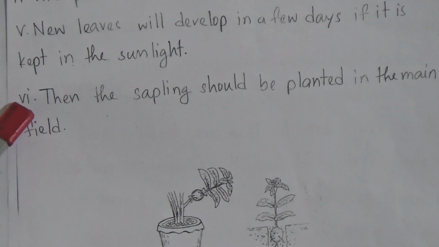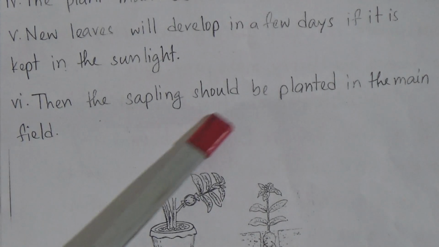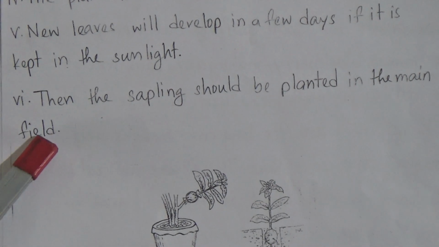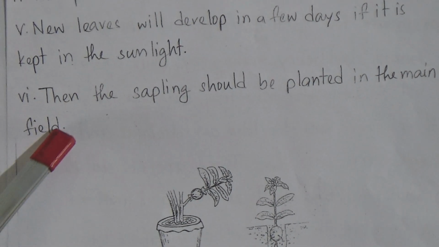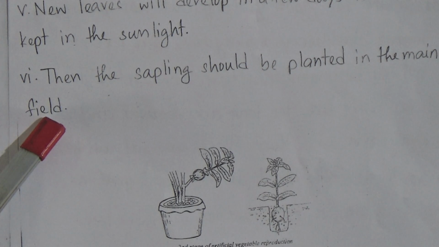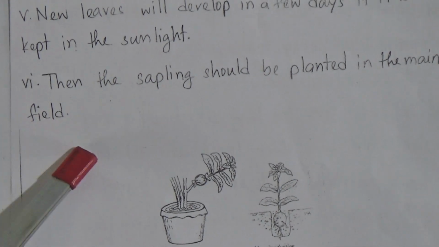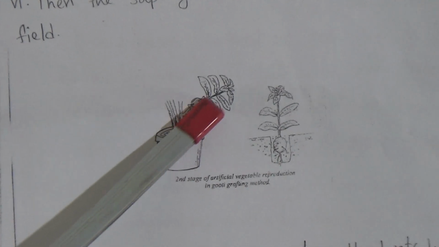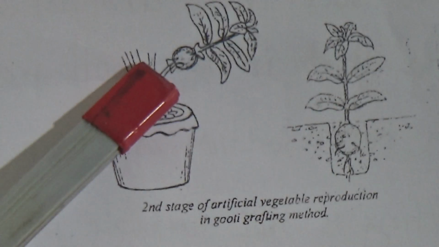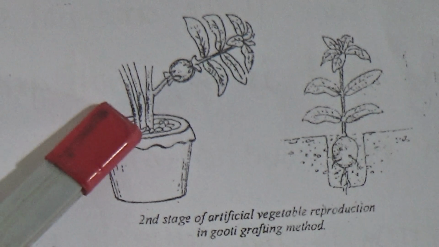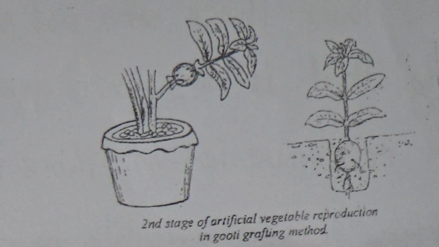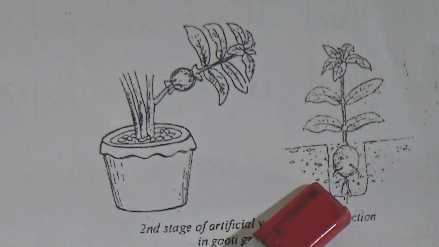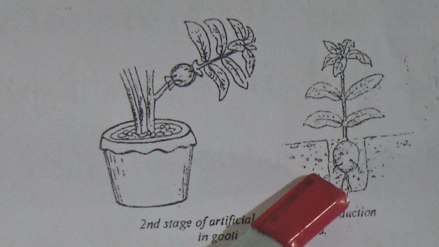Now, the last step, number 6, then the sapling should be planted in the main field. Then we will plant it in the main field for making an orchard or making a forest. Now, look, this is the picture. I mean, after goody grafting, when we find the root, or when it is in brown color, we will plant it in the soil. So, this is the next stage.